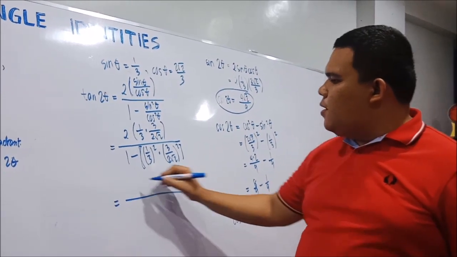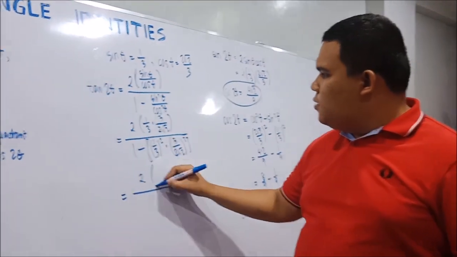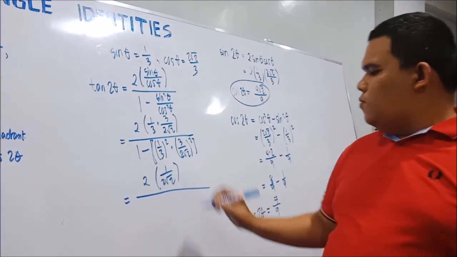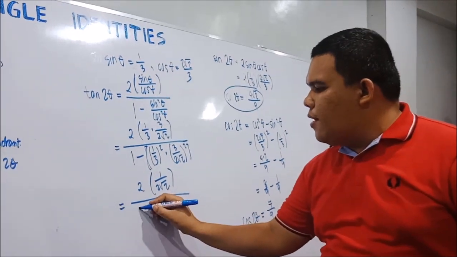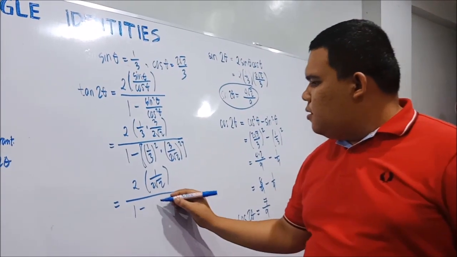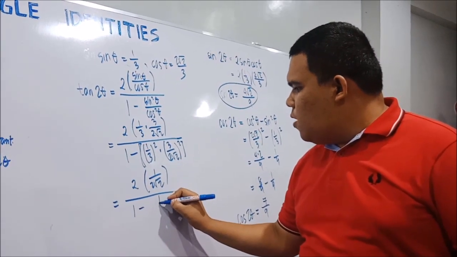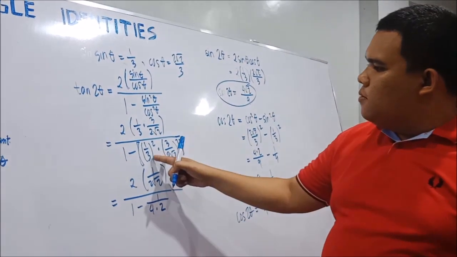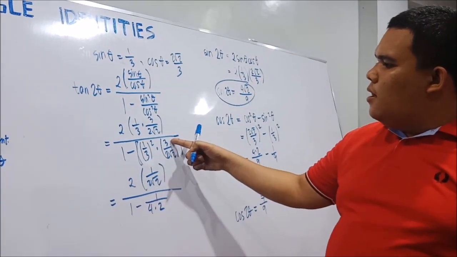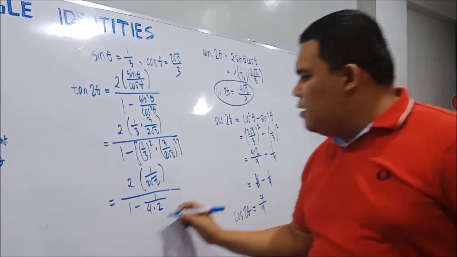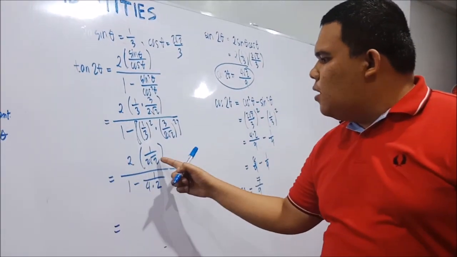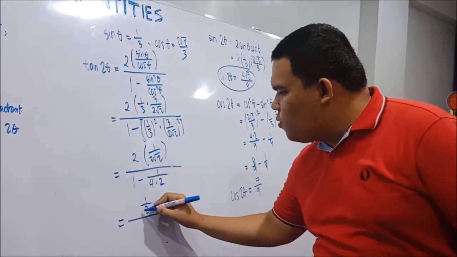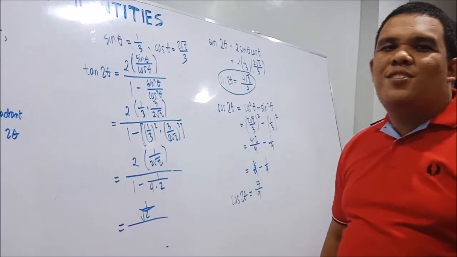So, further simplifying this one, we can get 2 times, this is 1 over 2 square root of 2. For the denominator, we have 1 minus, this is 1 over 4 times 2, because this will cancel out. This is 9. And we have 9 here. That will cancel out. So, simplifying this one, we can get 1 over square root of 2.